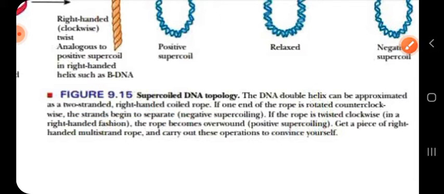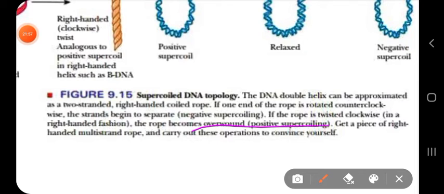Now, if the rope is twisted in a clockwise direction, clockwise means rotating in a right-handed fashion. The DNA is also a right-handed double helical structure, so it gets twisted more and more and becomes overwound, or you can say positive supercoiling.